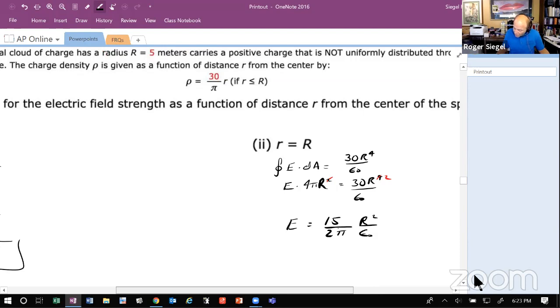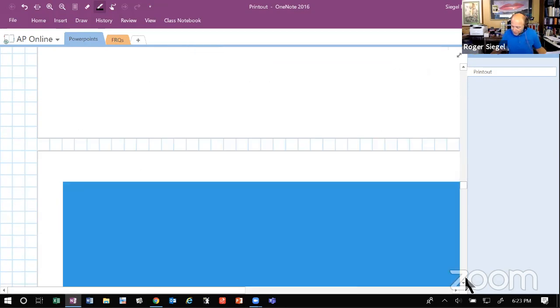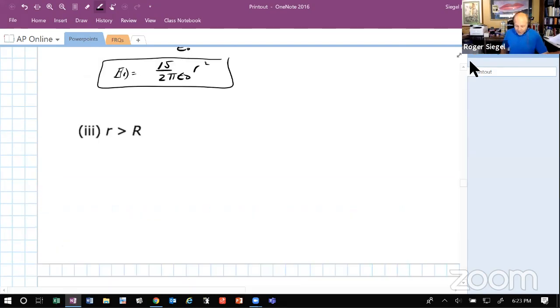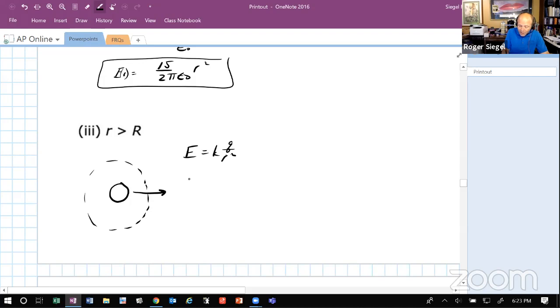Our last part of the problem, before we hand it back to Frisco, Texas, is r greater than R. Here's one thing I want you to do: stop integrating and stop using Gauss's law. Because we've got a spherically symmetric charge, and now I am past the point of any charge increasing. That means I can use my formula for the E field from a point charge, and that's kQ over r squared. We did that a few days ago.